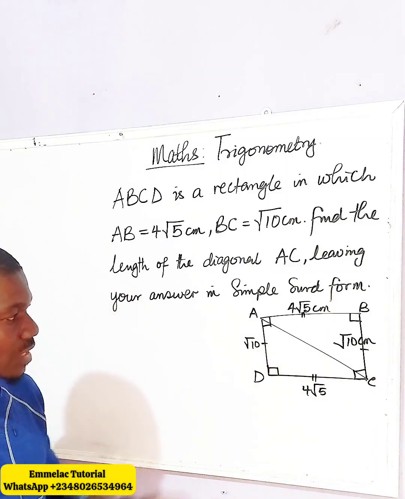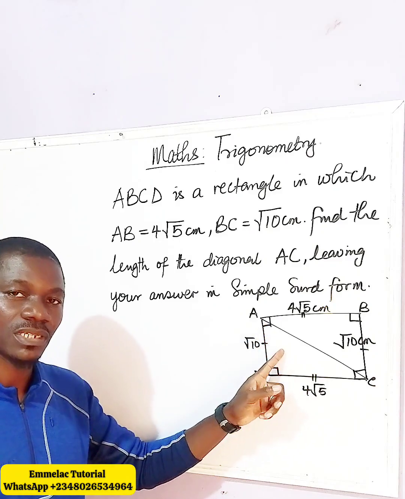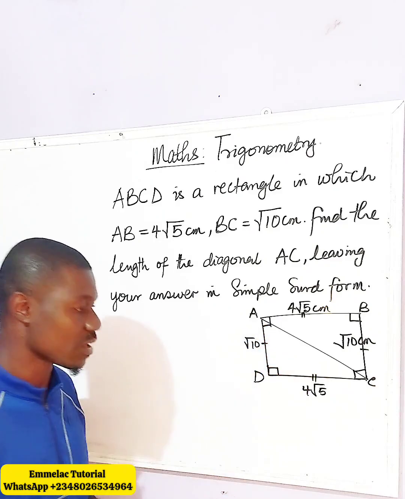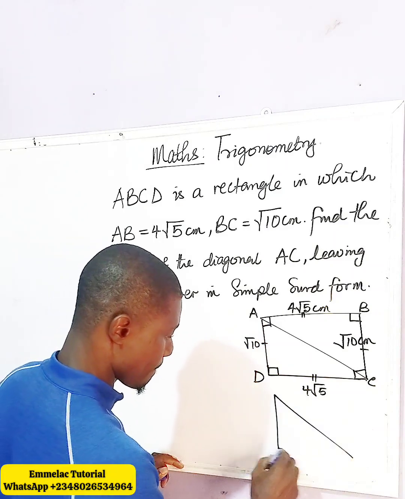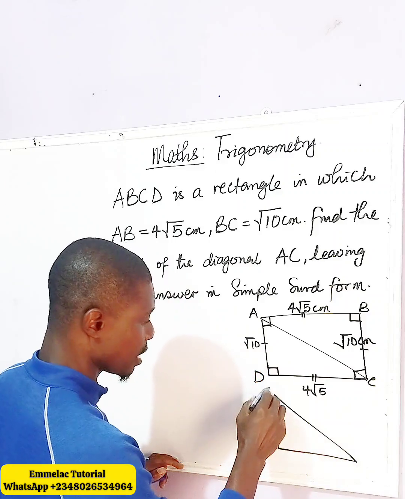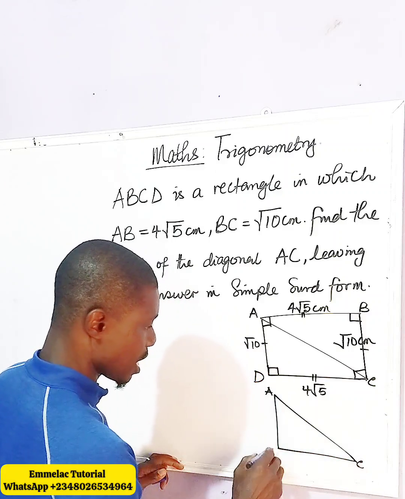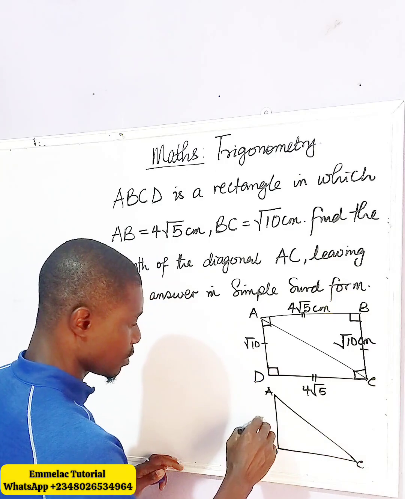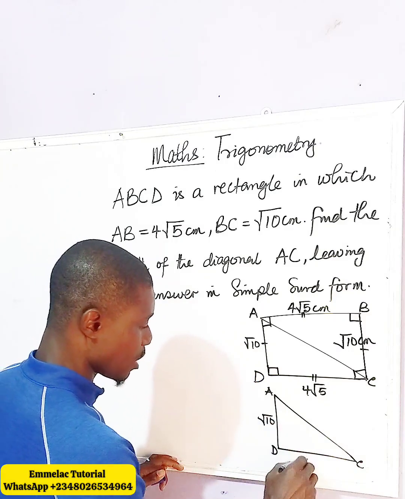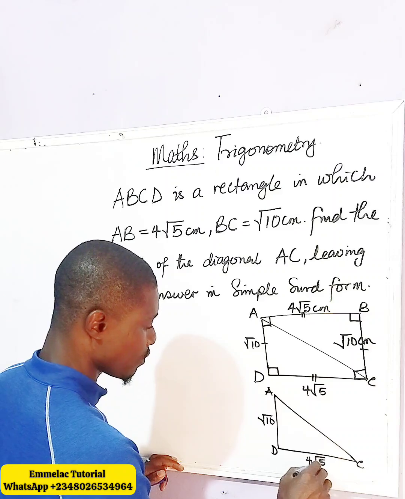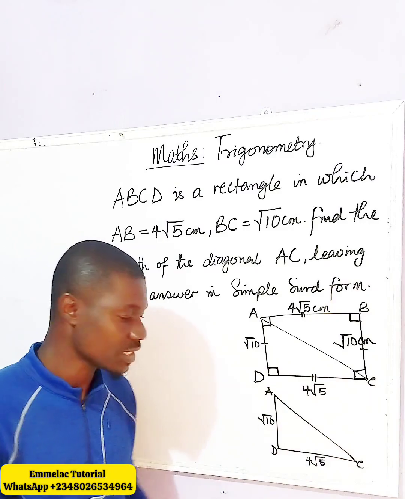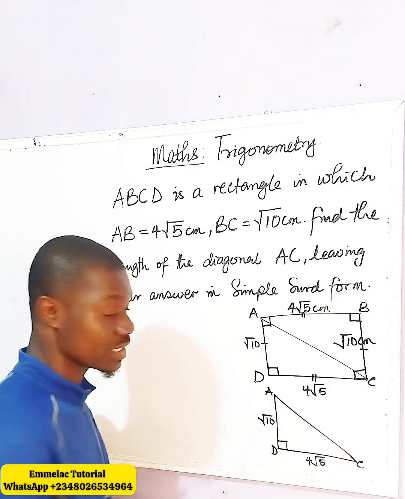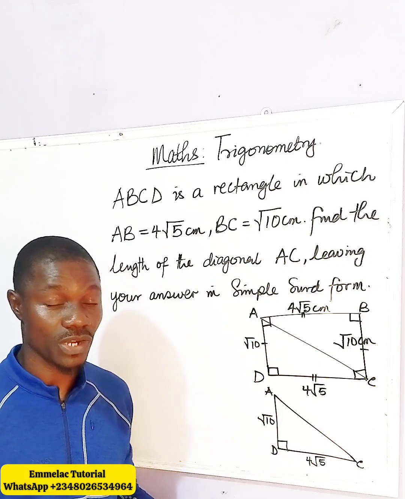Okay, now looking at this, let us carve out this side of the triangle. So let us redraw, and this is A, this is C, and this is D. So here you have root 10, and here you have 4 root 5. And we are told to find AC. Okay, so in this case, you can say this is a right angle triangle.